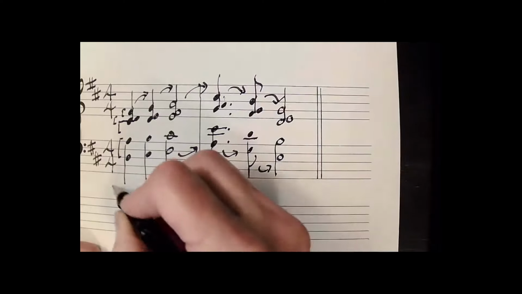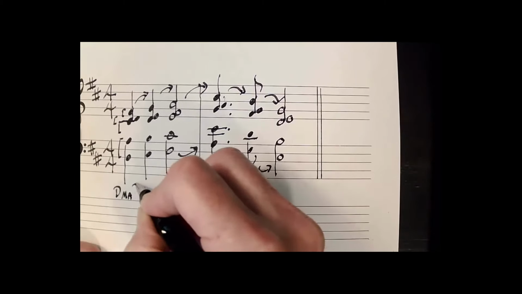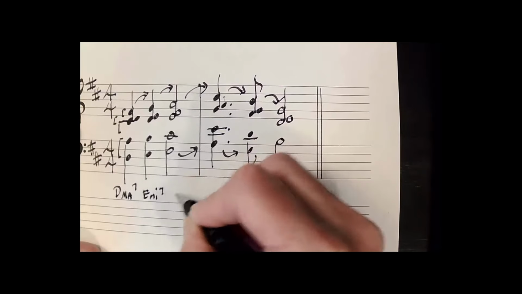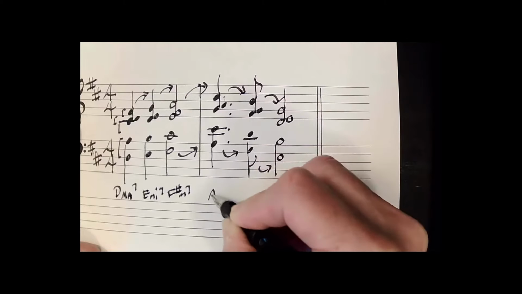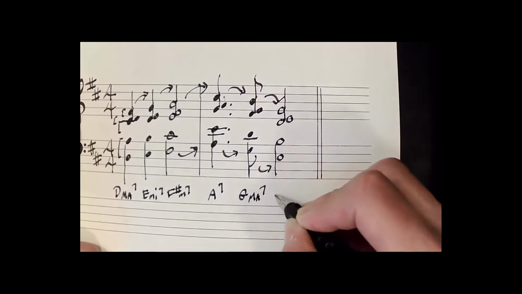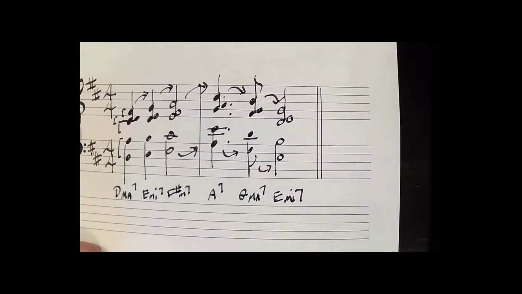Now, when we go back to look at the chords that we've written, we notice that the first chord is a D chord with a major 7 quality. The second chord is an E minor 7. The third is F sharp minor 7. The next one is an A dominant 7th, a major minor 7 quality. And the next chord is a G major 7 chord, and the last is an E minor 7.